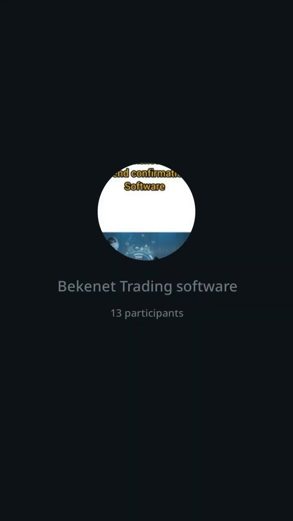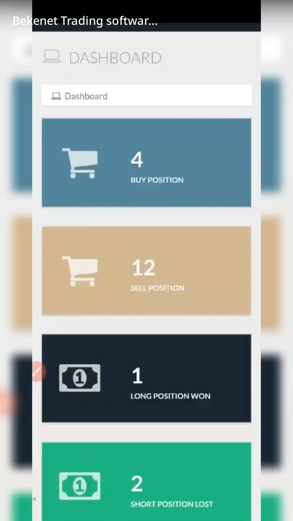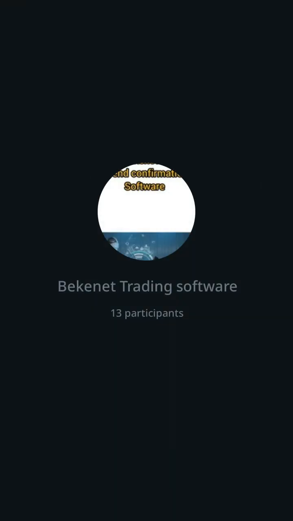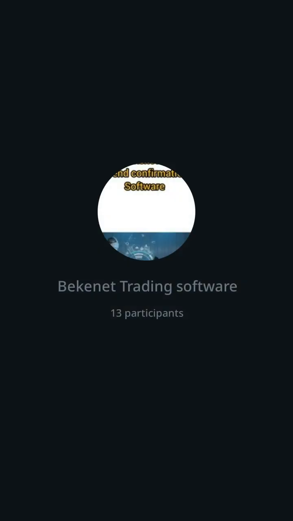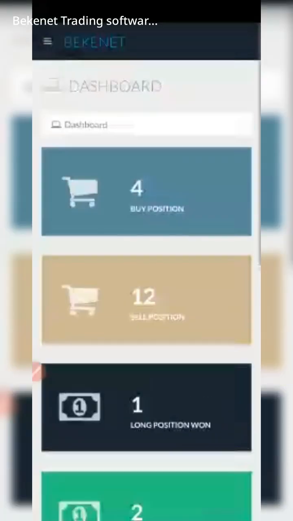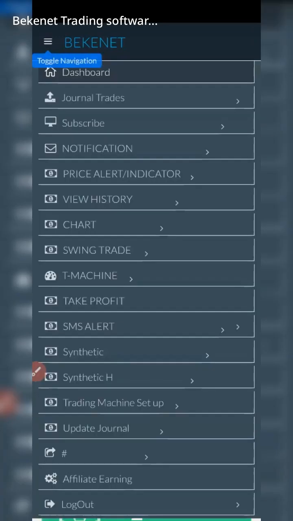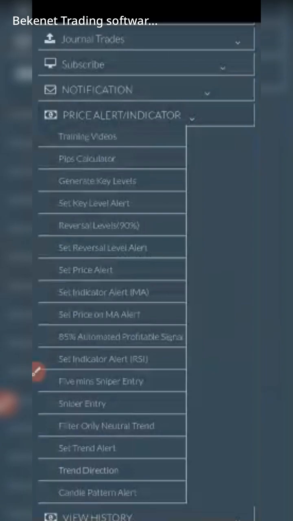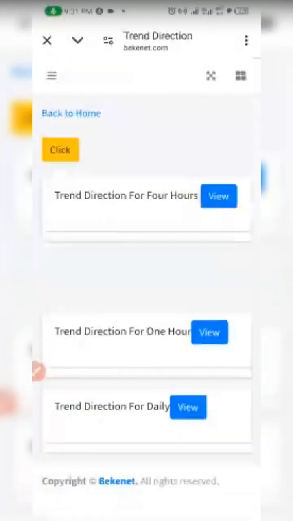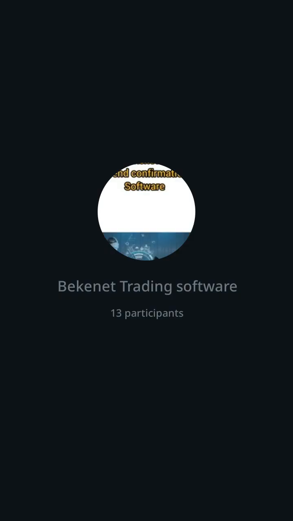How do we know when the retracement happens on that trend direction? Okay, that is what I want to show you now. On the trend direction, everything displays here. All the pairs display here. Let's say, for instance, let me use the 1 hour time frame.